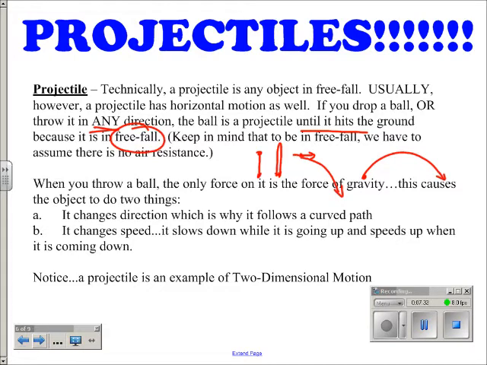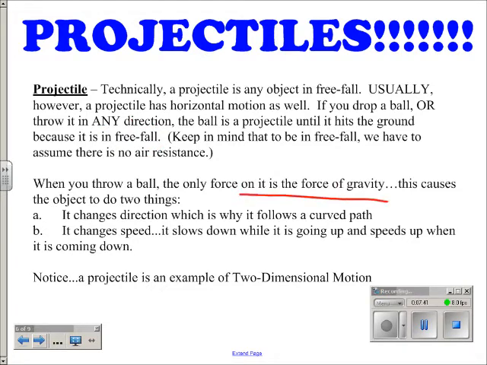So when you throw a ball, think about this, you guys. When you throw a ball, the only force on it is the force of gravity. And if you imagine passing that football down the field, a couple things happen. One, it changes direction, right? You threw it this way, but it doesn't keep going that way forever, because gravity is pulling it down and causes it to follow a curved path.